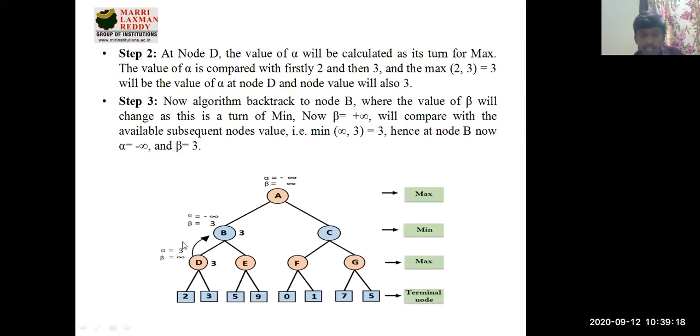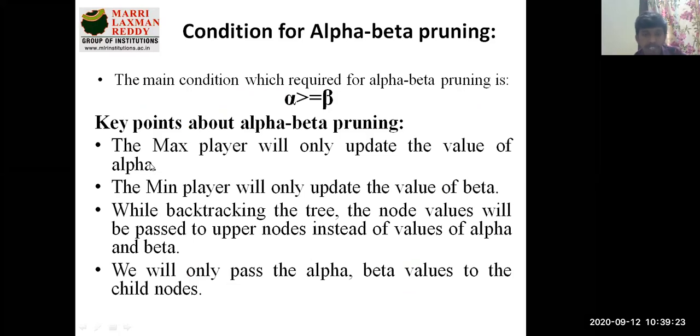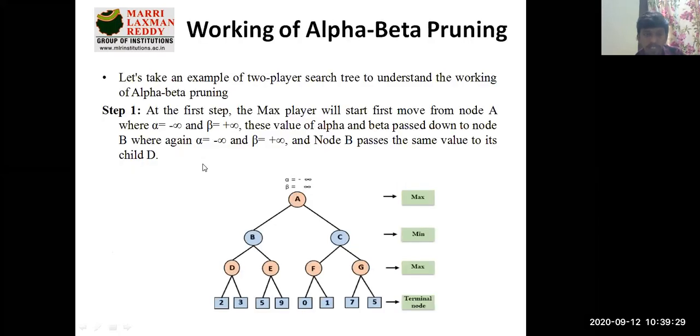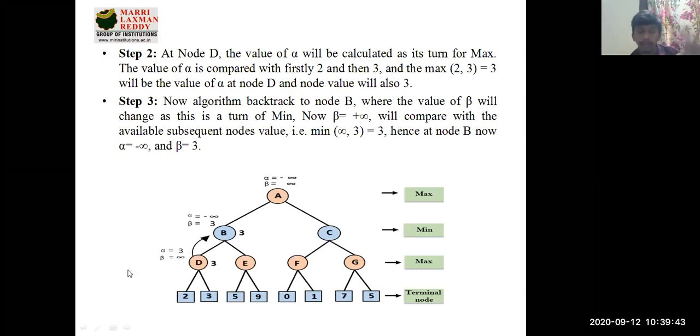So why has this been updated to 3? That is what we saw in the initial condition: the maximum player will only update the value of alpha. Here among 2 and 3, the maximum value is 3, which is taken to D, and that value is updated to alpha. The maximum value will be updated to alpha. That should be kept in your mind.